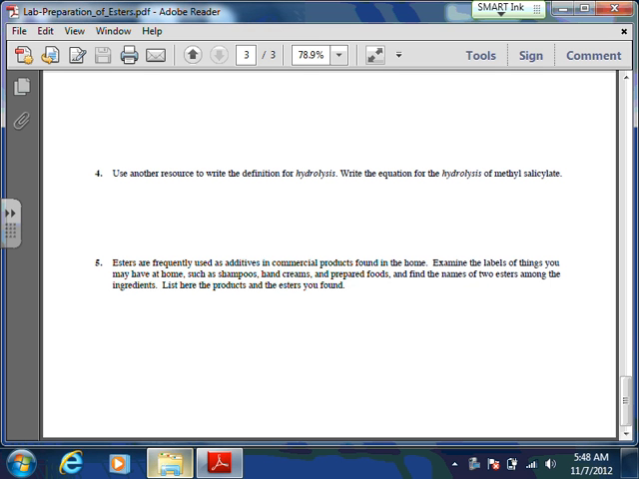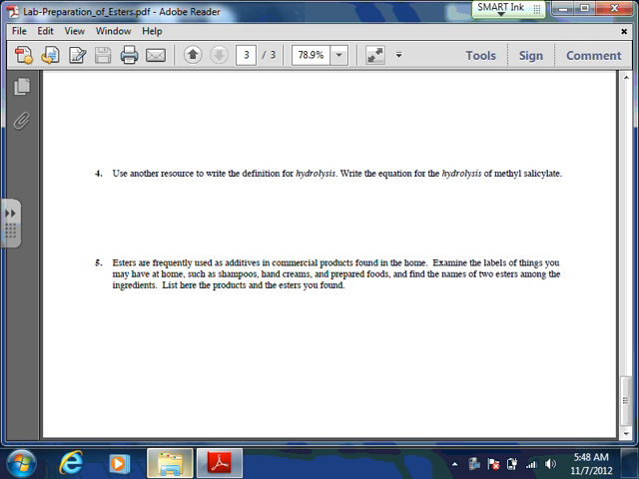Let's see. It doesn't give you a specific. Oh yeah, it does. It says find the names of 2 esters among the ingredients. Okay, so you have to find at least 2, which is not that big a deal. You should be able to find those in your house. Okay, but it's just kind of an interesting activity to see. Oh yeah, so we actually use these esters to produce fragrances and products that we have in our homes.